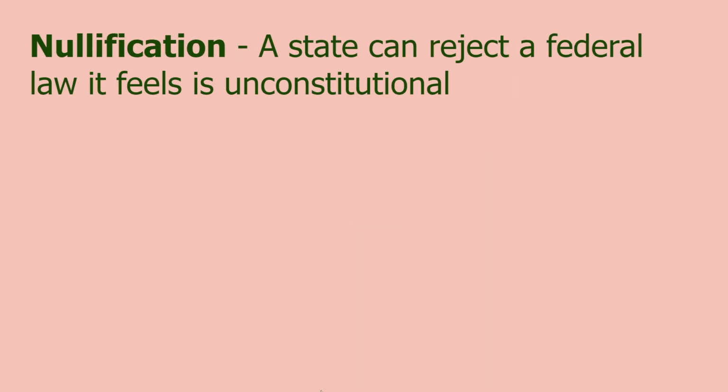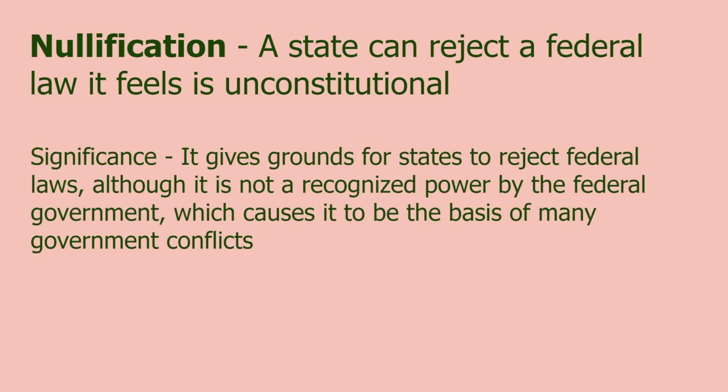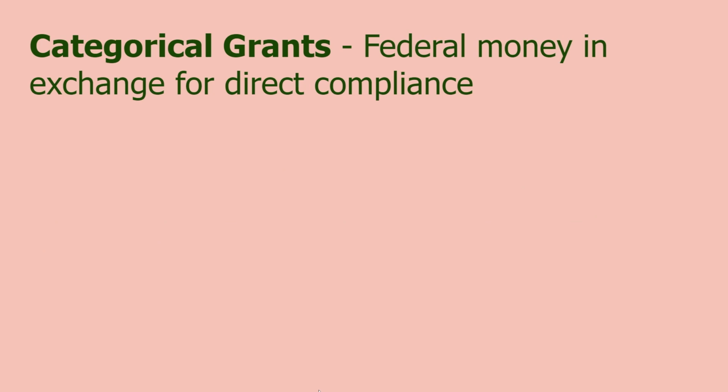Nullification: a state can reject a federal law it feels is unconstitutional. It gives grounds for states to reject federal laws, although it is not a recognized power by the federal government, which causes it to be the basis of many government conflicts. The nullification crisis really comes to a head around the Civil War because the states, especially the slave states, started rejecting national government actions. Categorical grants: federal money in exchange for direct compliance.